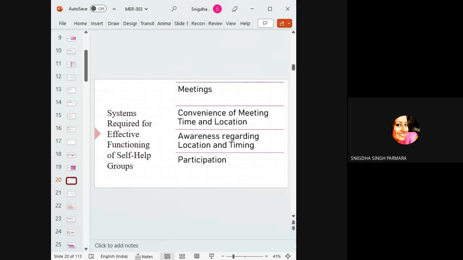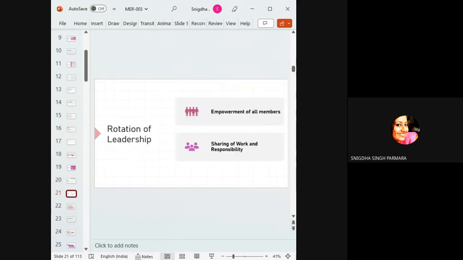Frequent meetings are required. Convenience of meeting time and location should be made special note of. It shouldn't be inconvenient for people. Self-help groups are generally for women, so the time and the location of meeting should be given due consideration. It shouldn't be located at some place which is inaccessible for them to reach. It shouldn't be conducted at a time which is not feasible for them to be present at. There should be awareness regarding location and time, and then participation should be ensured by all the members.